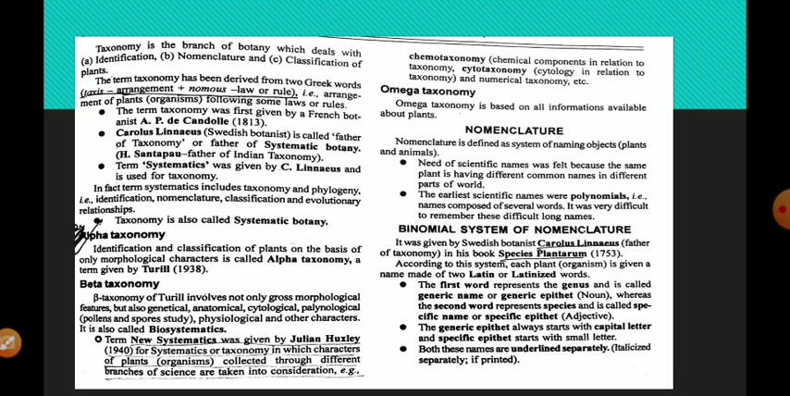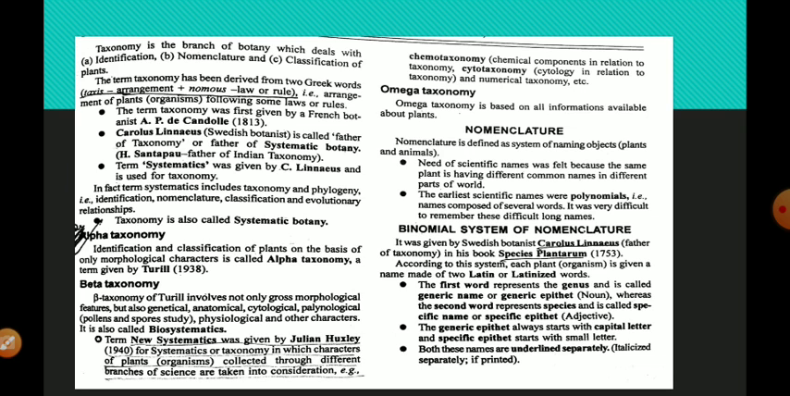It is differentiated into three to four types: alpha, beta, gamma and omega taxonomy. Alpha taxonomy means we first identify and classify plants on the basis of only morphological characters, because we don't know which class or name a new plant species belongs to. So we identify new plant species on the basis of their morphological characters. This is known as alpha taxonomy, given by Turrill in 1938.